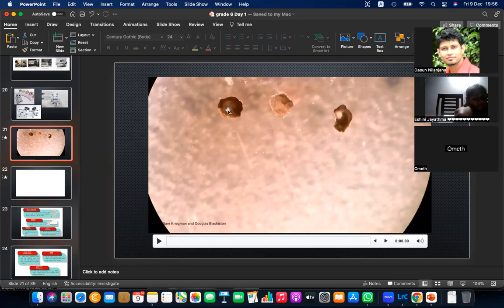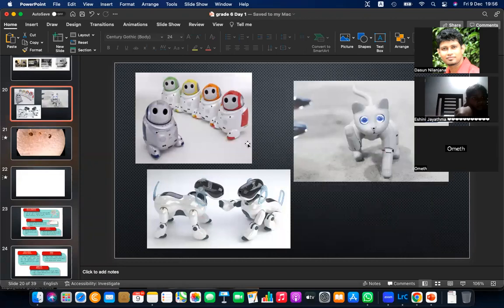And so here the engineers are making robots, nice robots. You can see toy robots. In Japan these toy robots are there, and in some other countries also. These toy robots are there to play with the kids and look after the kids.